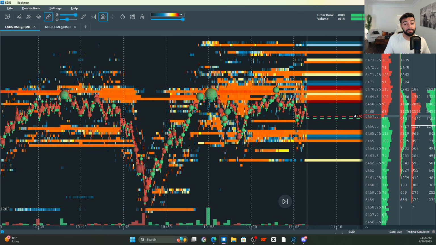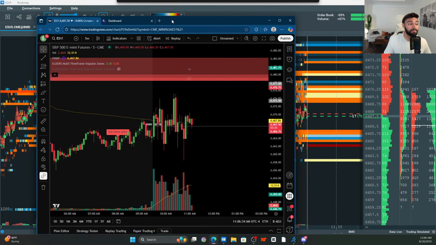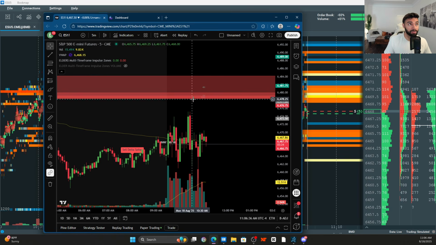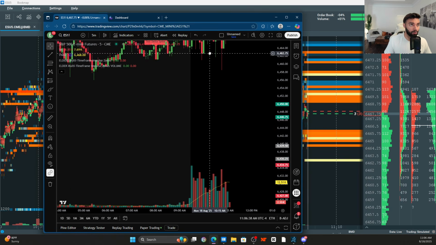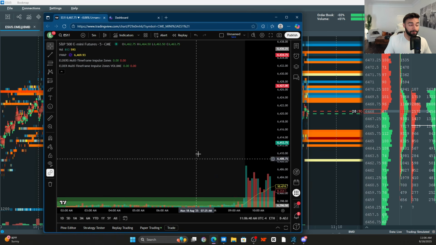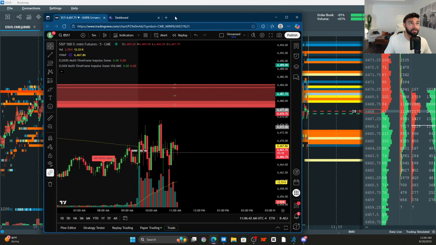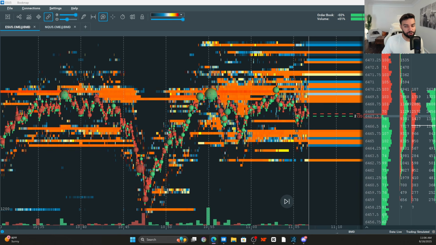Now, before we get into Bookmap, you have to understand that we are trading supply and demand. So I'll only start using Bookmap once we actually hit supply and/or demand. I don't have demand right here. Once that happens, then I can zoom into Bookmap and start looking for an entry.